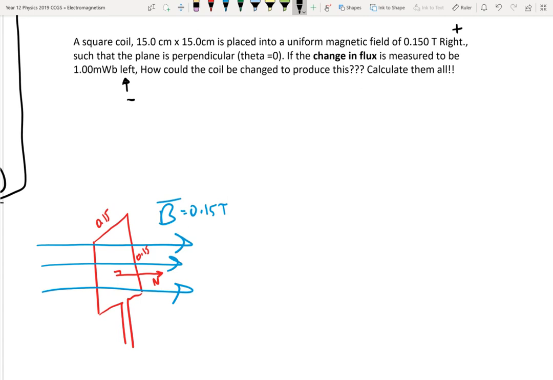You're 3 lessons ahead, maybe 4. Just get this question done. What's the answer? Plus 0.150.